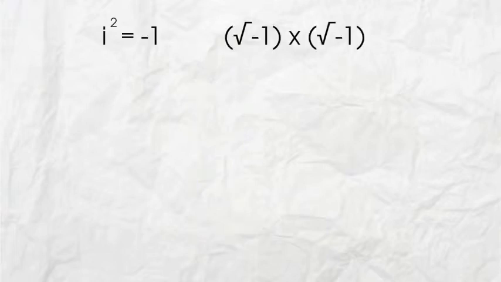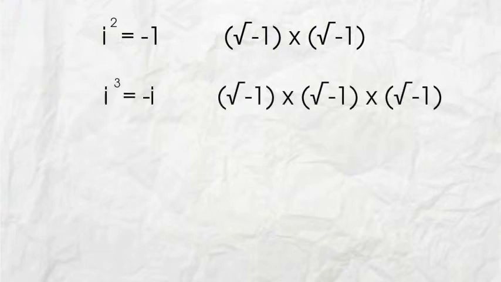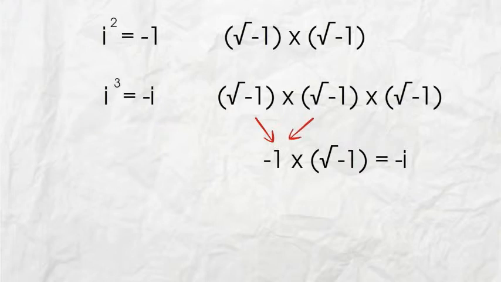i squared equals -1 because the square root of -1 times the square root of -1 cancels out the square root sign, therefore -1. i to the third can be factored into i squared, which is -1, and i. -1 times i equals -i.